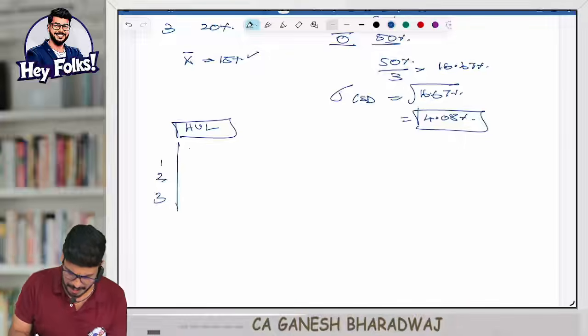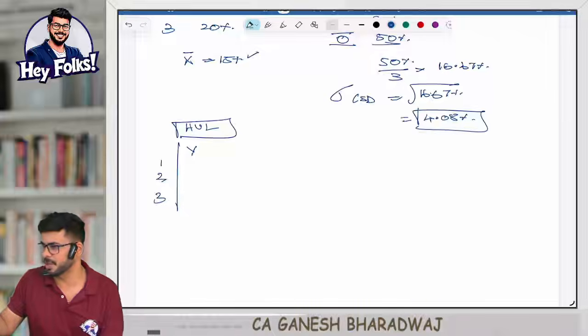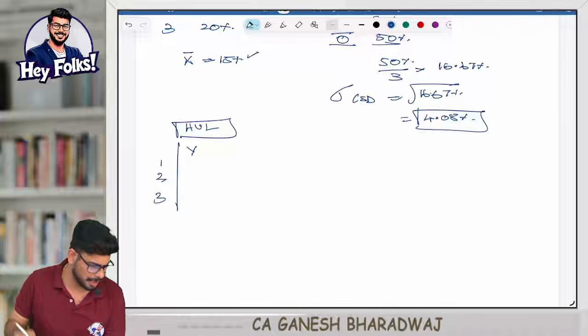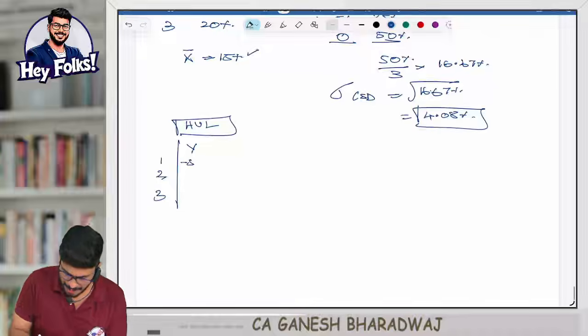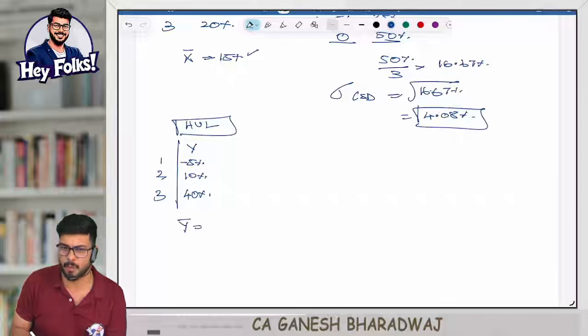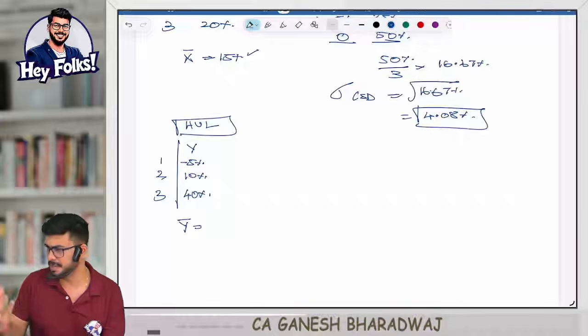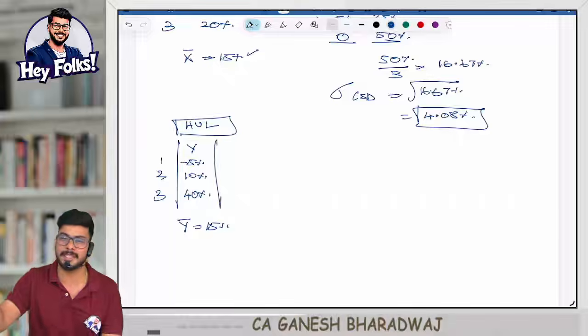Now we'll take here, it's going to be what? Let's call this as Y, because it's another share, we will call it as Y. What are the 3 years return? Come on, tell me. -5, 10, 40%, right? And Y bar, what do you mean by Y bar? Average, arithmetic mean, right? Expected return, how much was that? We calculated already. Same, 15%. Next, what will you do? Come on, I want the answers from you all.